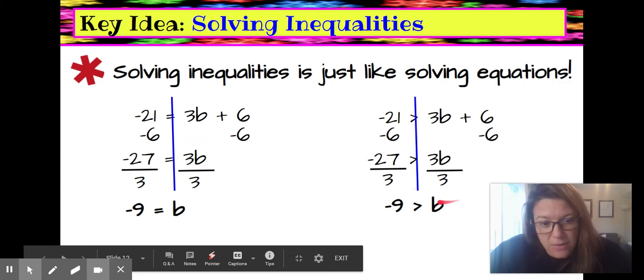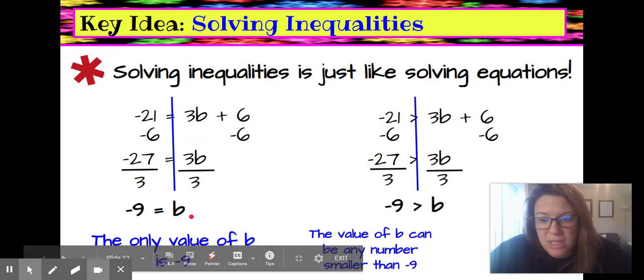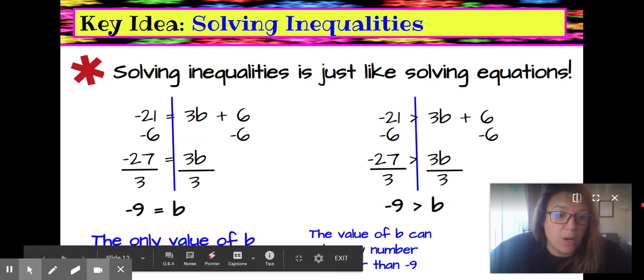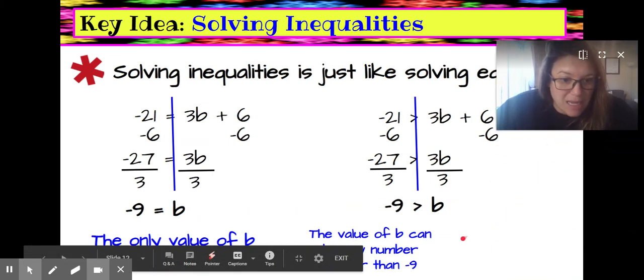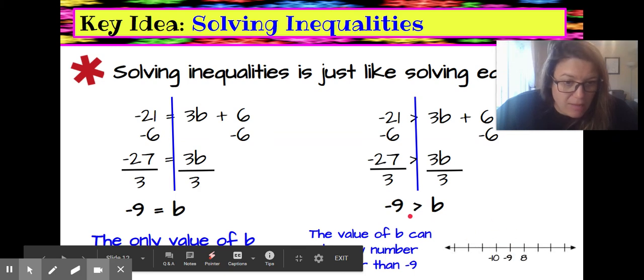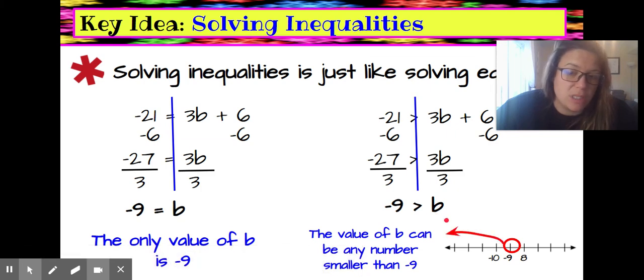So -10, -11, -12, right? The only value for b in the equation is -9. But for the inequality, I have many answers, right? I have an open circle, and my arrow needs to go to all the numbers that are smaller than -9, which is to the left.